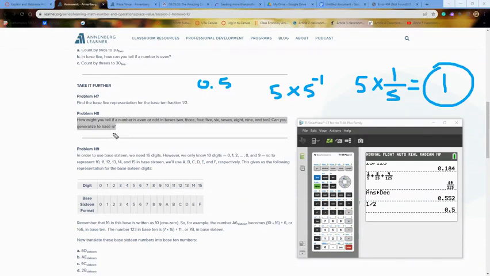How might you tell if a number is even or odd in base 10? Can you generalize in base n? So because that would end, all numbers would be 0, 2, 4, 6, and 8.